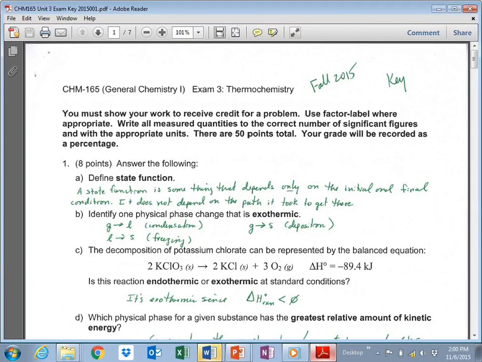Used to doing this, to making it so brief. But state function, I was really kind of surprised.